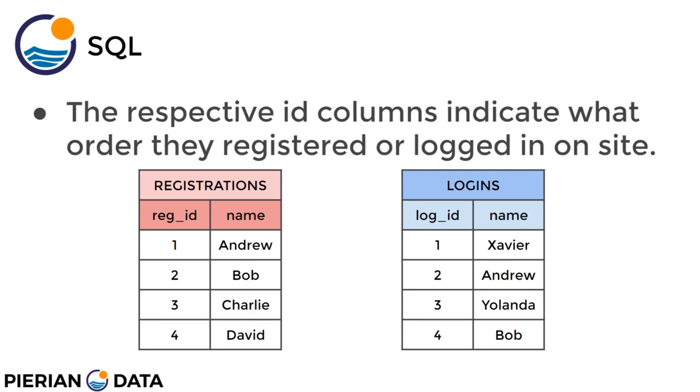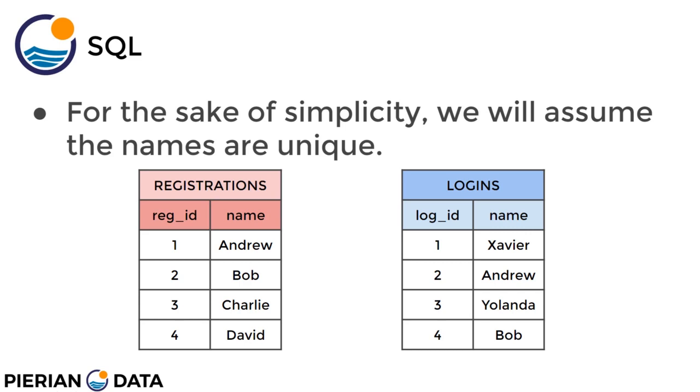The respective ID columns indicate what order they registered or logged in on site. So we can see in the registrations table we have Andrew who registered first, then Bob, then Charlie, then David. And then we have logins with Xavier, Andrew, Yolanda, and Bob. For the sake of simplicity, we're going to assume that in this small universe, all the first names are unique. So there are not two Andrews, there's not two Bobs, every person has a unique name.